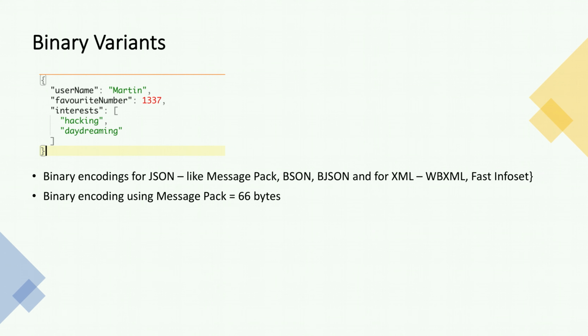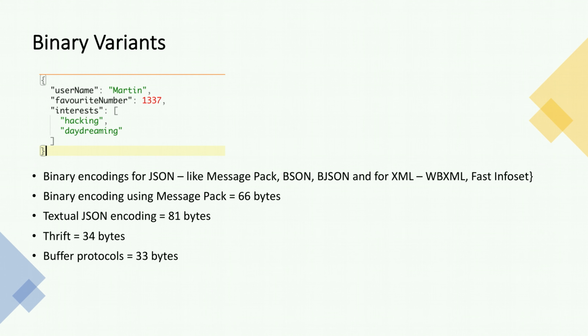If we encode the given data in MessagePack, it takes 66 bytes, whereas if we encode the same data in textual JSON, it takes 81 bytes. So it is not clear that such a small space reduction is worth the loss of human readability. Then there are other binary encoding libraries like Apache Thrift and Protocol Buffers, which take less space, around 32 bytes, to encode the same data.